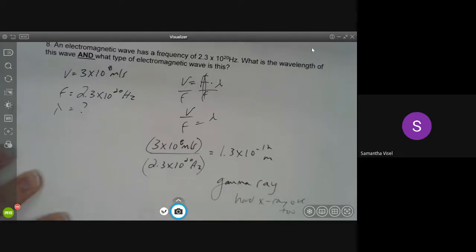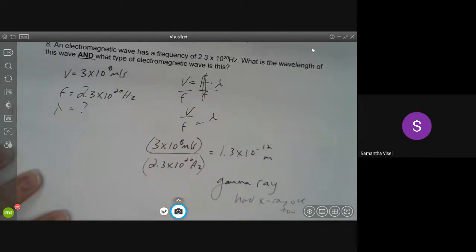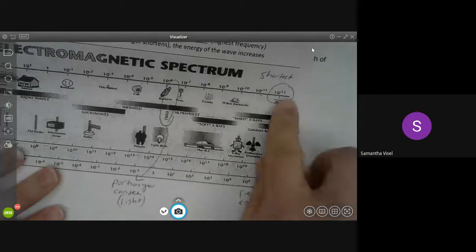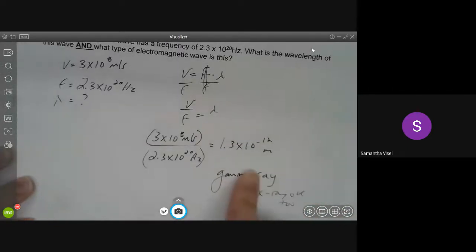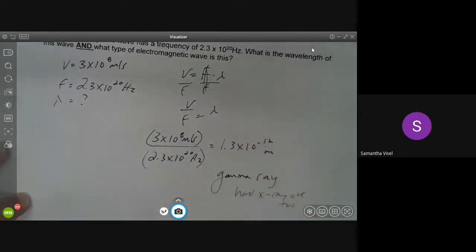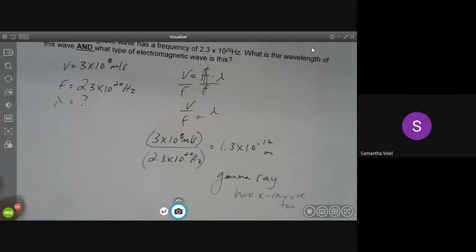Lastly, we have an electromagnetic wave with a frequency of 2.3 times 10 to the 20th hertz. We want to first find the wavelength and then determine what type of electromagnetic wave it is. Speed of light over the frequency, we get 1.3 times 10 to the negative 12. That is a bit of a gray area as to which one, since it's right at the extreme of the spectrum. Since it's at the extreme, it's probably more likely a gamma ray. However, our diagram does have hard X-rays ending at the end there, where gamma rays are starting, and so I would accept hard X-ray too. But we're looking at our exponent, 10 to the negative 12 up here, to help us figure out where on the spectrum we're looking.